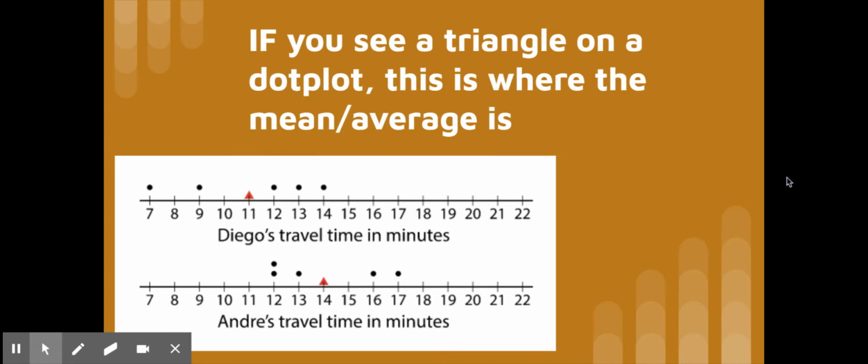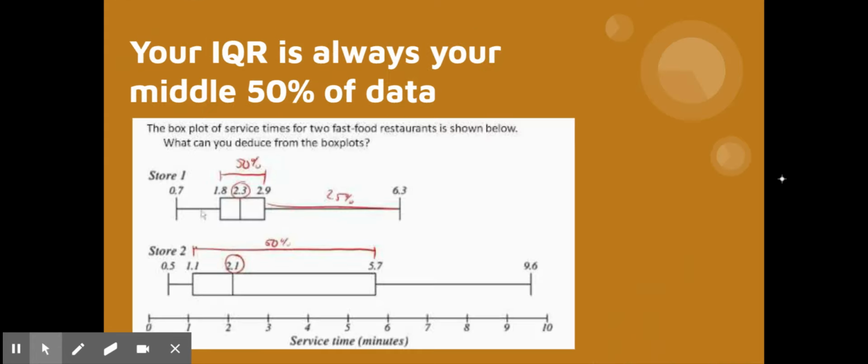And if you see a triangle on a dot plot, that's where the mean or the average is. You won't always see a triangle, but since it's called a dot plot and you see a triangle, which is not a dot, I did want you to know what that means. Sometimes you'll be asked to add the mean onto the dot plot, and in that case, you would add a triangle. Another fun, helpful fact is that your IQR is always the middle 50% of your data. And so that's just a helpful fact if it ever asks you a question referencing your IQR.